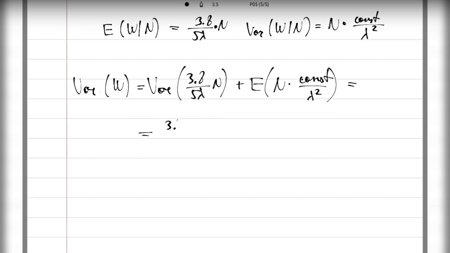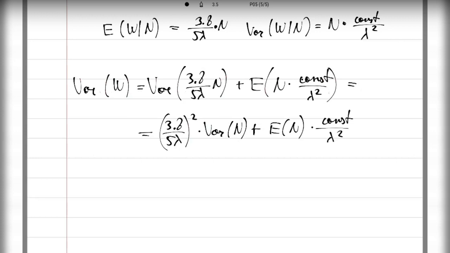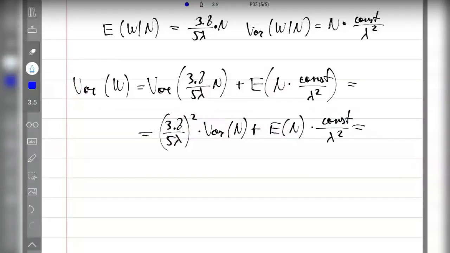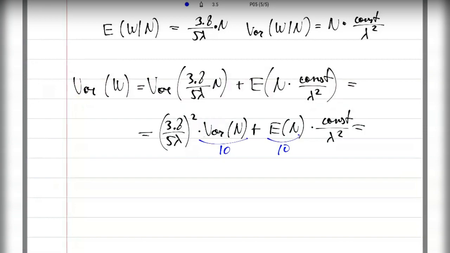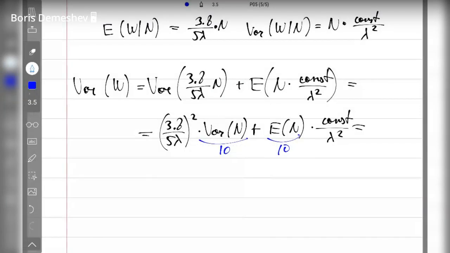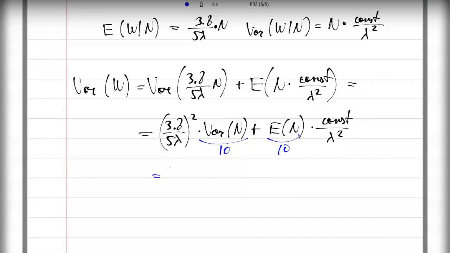And hence we get 3.8 over 5 lambda squared times variance of N plus expected value of N times constant over lambda squared. And according to the text of the problem, this is 10, this is 10. Am I right? Yeah, they are both equal to 10. And that's the final answer: 3.8 over 5 lambda squared times 10 plus 10 constant over lambda squared.